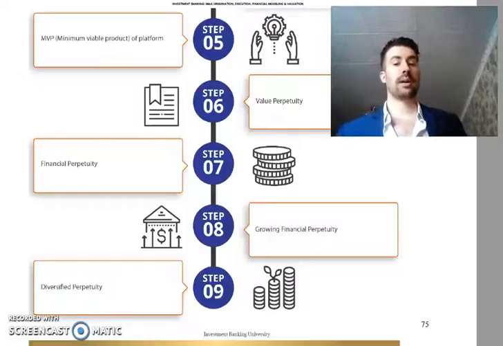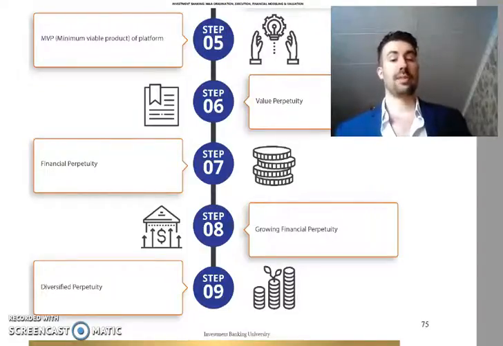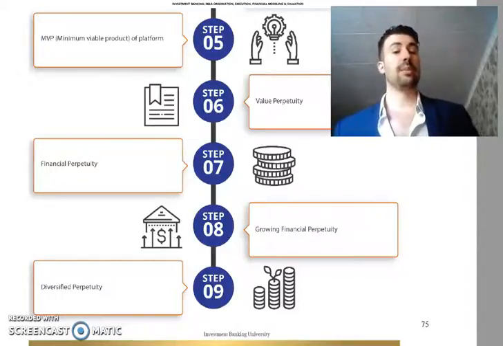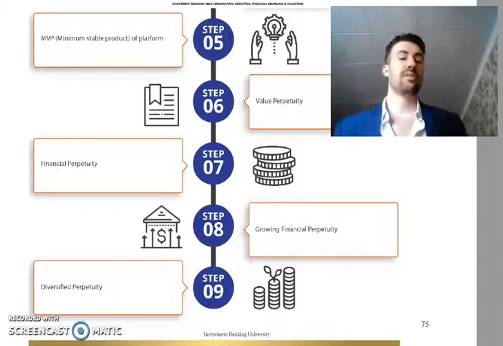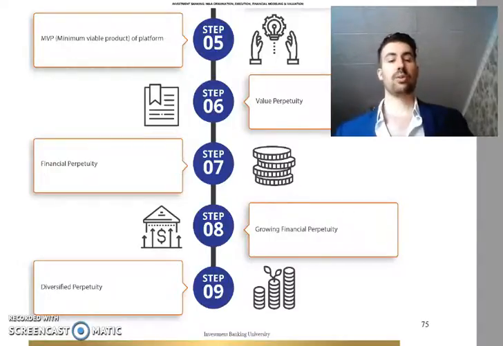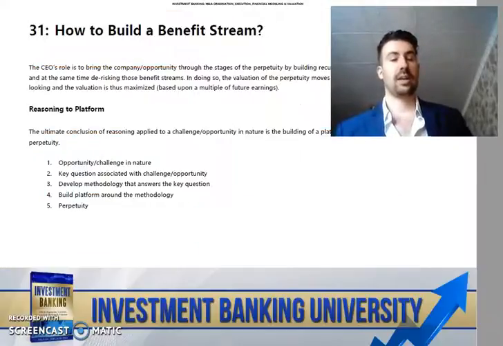That minimum viable product operates and adds value for consumers, which turns into a value perpetuity. That value perpetuity adds enough value to then be able to be monetized, which turns into a financial perpetuity. That financial perpetuity continues to grow through time, and it turns into a growing financial perpetuity. And then finally, we diversify, and we end up with a diversified perpetuity.